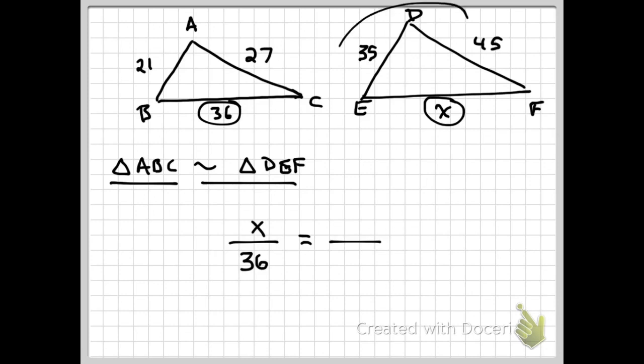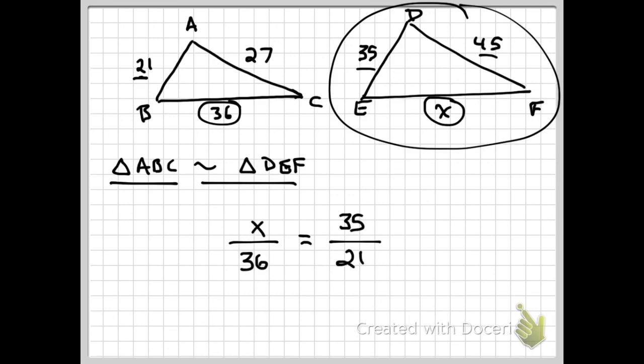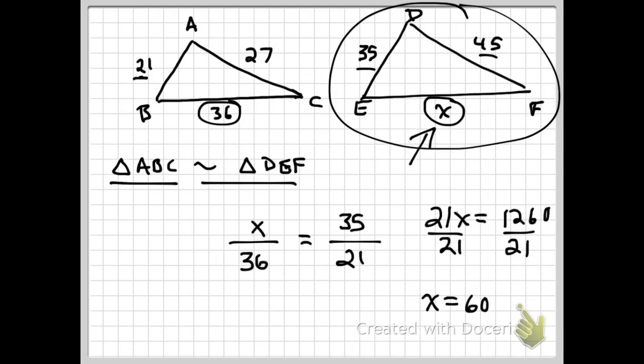Now we're going to go back to this triangle here, and we have an option to pick either 35 or 45. Let's go with 35 since it's smaller. All right, 35 matches with 21. So we can do cross products, right? 21x equals, well, it's going to be a big number here, 36 times 35, which is 1260. Once again, we divide by 21, and that divided by 21 is 60. So x equals 60, which makes sense, because this should be fairly large.